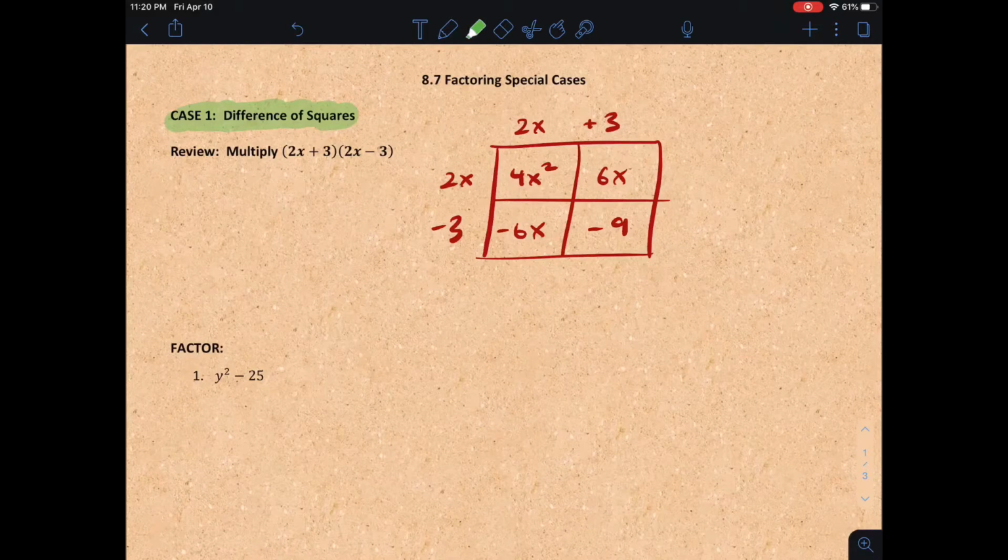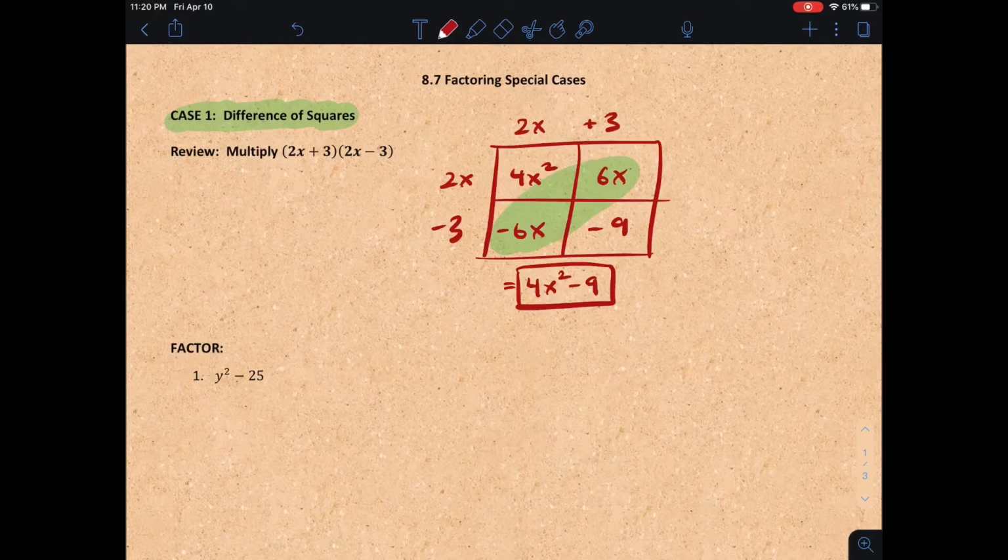And then from there, when we combine like terms, I'm going to have 6x and negative 6x, which in the end just becomes 0x. And so in the end, you're just left with 4x squared minus 9. So we learned how to multiply binomials using a Punnett square. But let me show you another way we did this, right? Using the structure of a difference of squares.